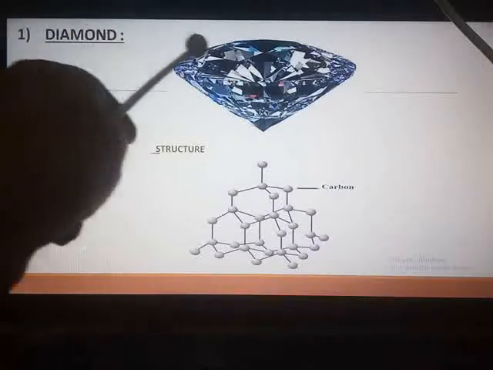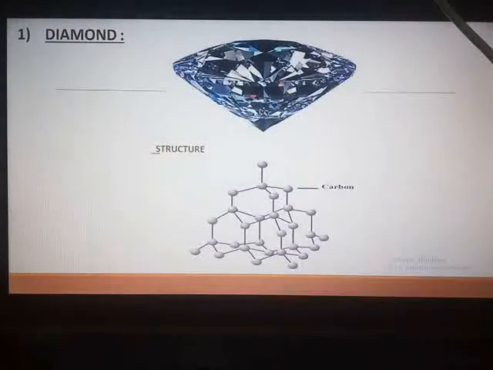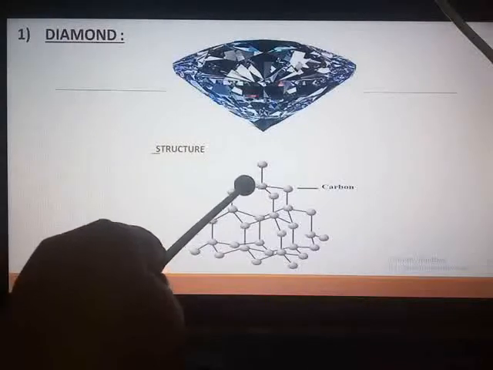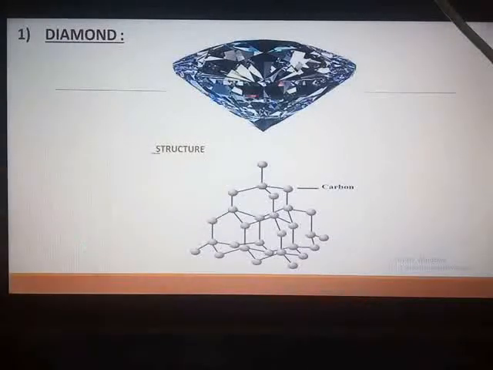Now about the structure of diamond: as it is a crystalline allotrope of carbon, it has a regular, definite arrangement of atoms. In diamond, every carbon atom is bonded to four neighboring carbon atoms by covalent bonds, and due to this three-dimensional structure, diamond becomes very hard.